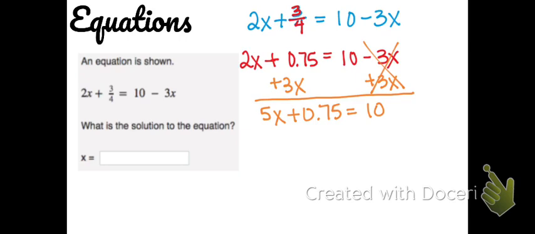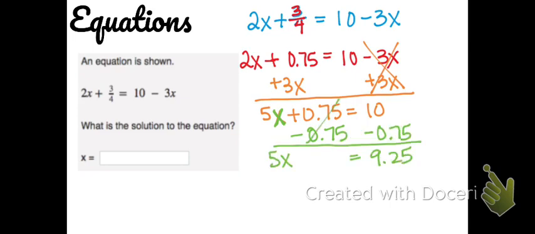Now I'm going to move things away from my variable. So I'm going to undo this plus 0.75 by subtracting 0.75 from both sides. And then I'm going to undo the multiplying by 5 by dividing by 5. And I'll see that x equals 1.85.